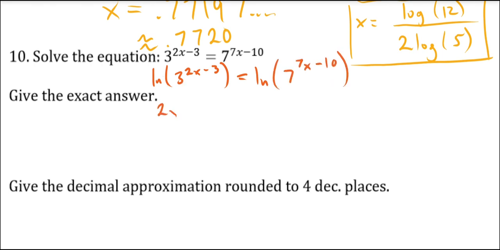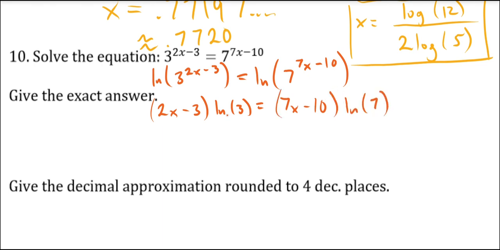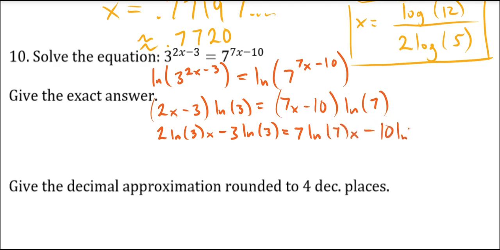That would bring out a 2x minus 3 times ln of 3. And on this side, a 7x minus 10 times the ln of 7. If we distribute this, we'll have 2 ln 3 times x minus 3 ln 3. And on the other side, we'll have 7 ln 7 of x minus 10 ln 7.